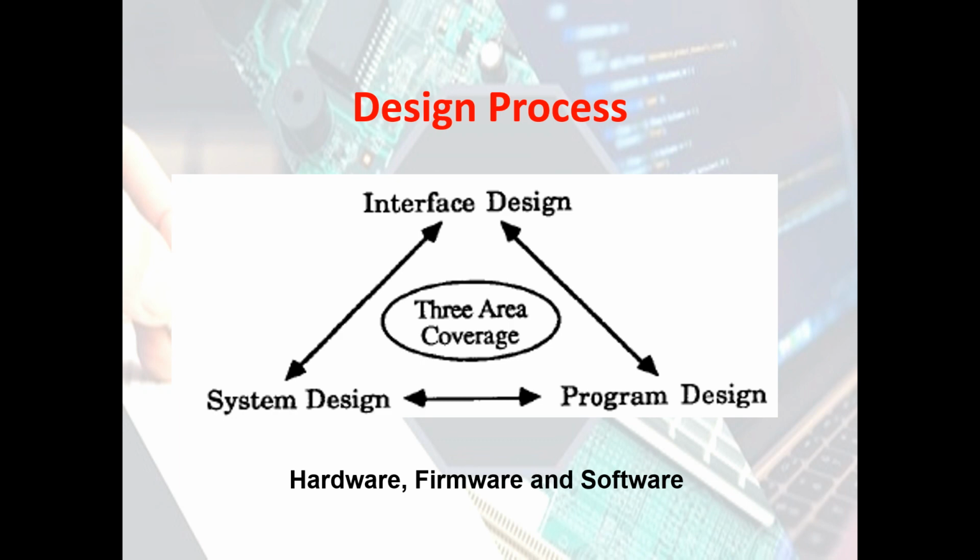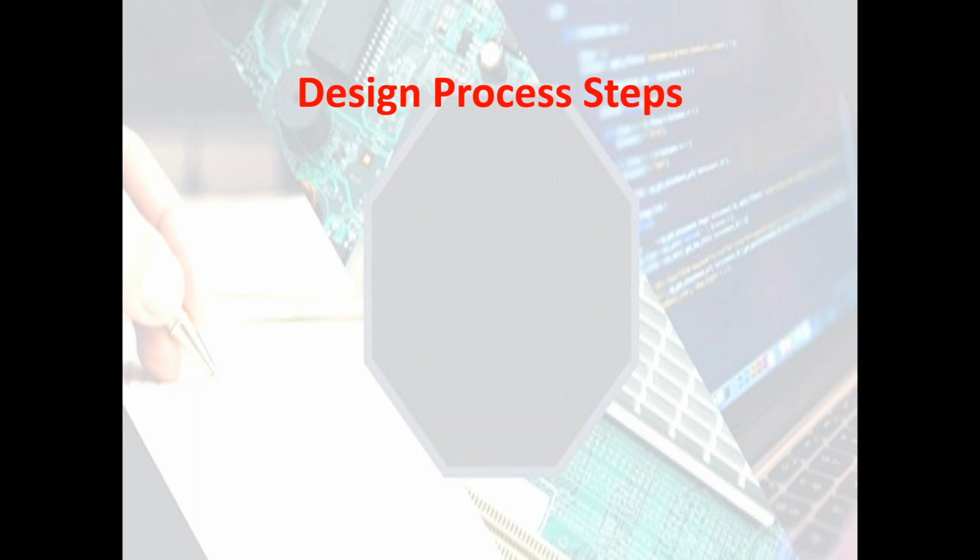Program design drills down to the specifics of individual software components, detailing algorithms and data structures to execute the desired functionalities. Together, these stages ensure a holistic approach to creating effective and efficient computing solutions from the overall system structure to the user interface and the underlying program logic. So, this comprehensive design process is crucial in developing successful and well integrated software systems.